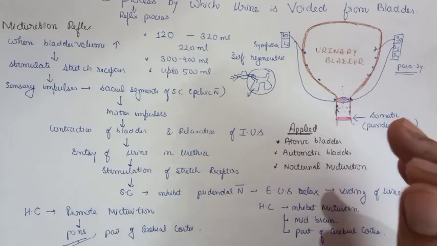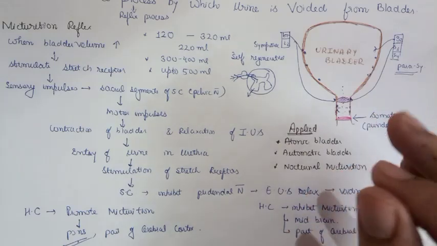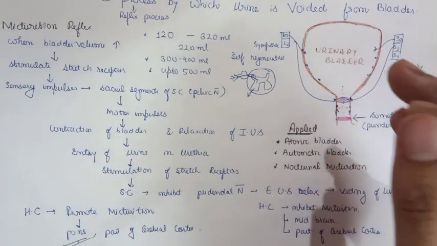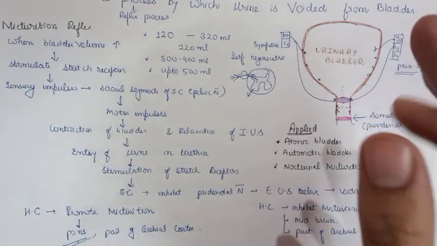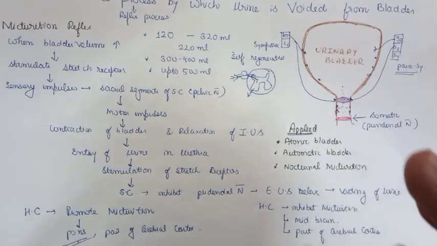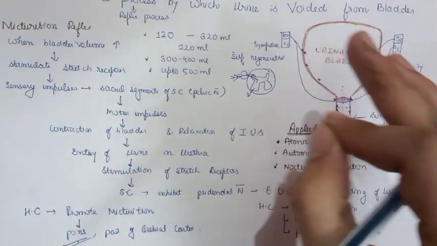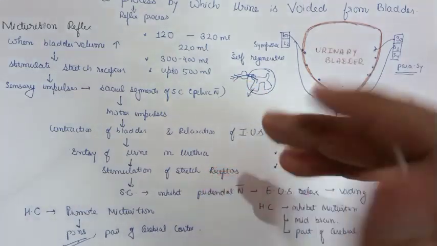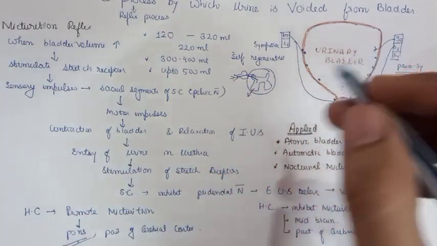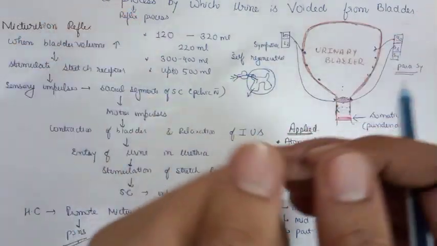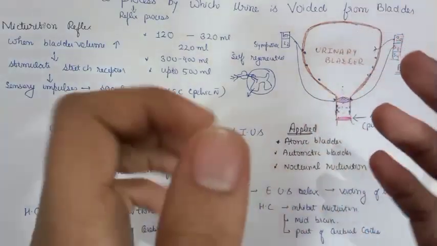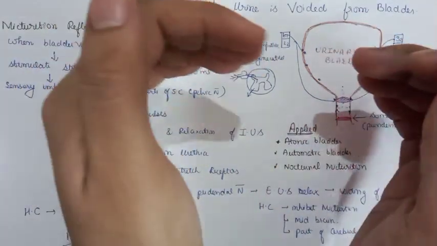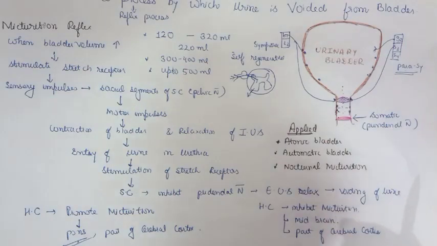What happens in the atonic bladder? As the name suggests, there is a loss of tone of the urinary bladder. Why does it happen? It is due to the destruction of the sensory nerve fibers of the urinary bladder. If there is destruction of the sensory nerve fibers, the stretch receptors will not work and will not carry the sensation of stretch or the increase in pressure of the bladder to the spinal cord, and therefore there will not be any contraction of the bladder. So the tone of the bladder is lost in the atonic bladder.